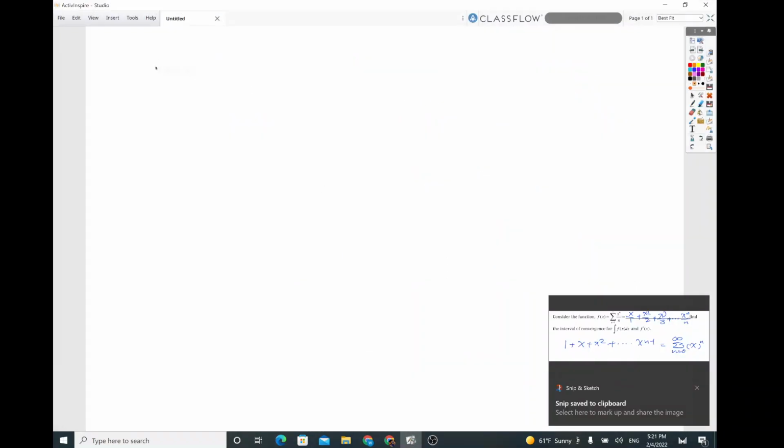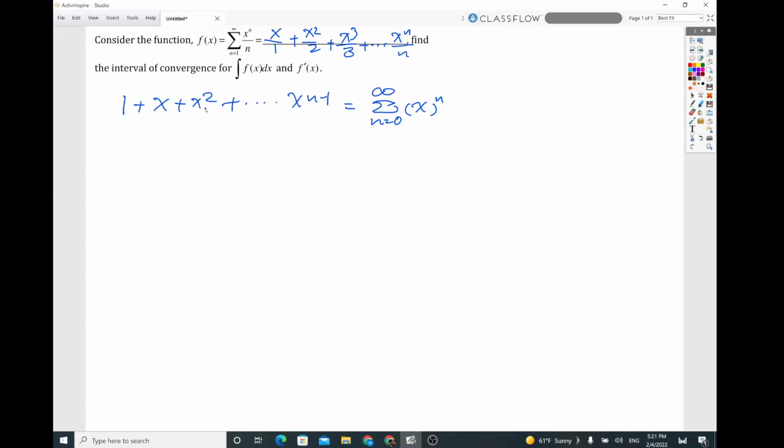Once we set up a sub n, we want to find a sub n plus 1. So a sub n here is x to the power of n, and a sub n plus 1 is x to the power of n plus 1. Using the ratio test right here, let's see what that is. As n goes to infinity, we get x to the power of n plus 1 over x to the power of n.